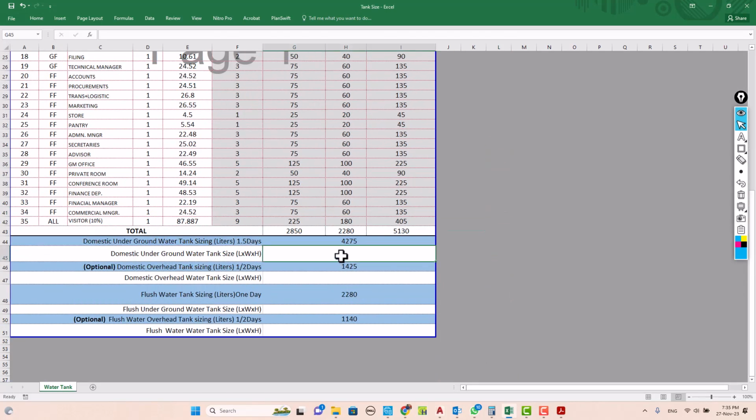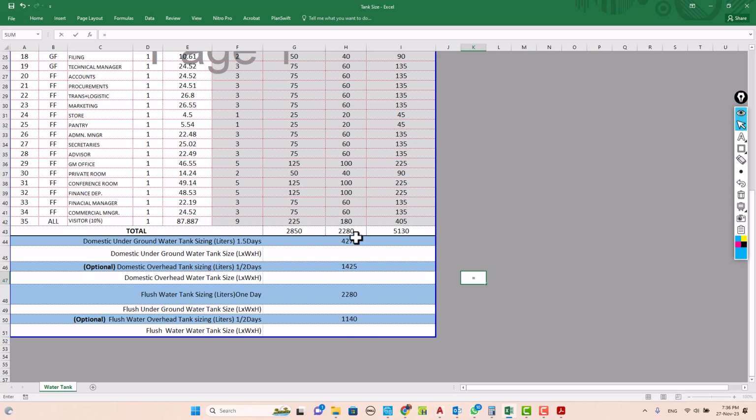See, this one it comes, if we have to calculate the domestic water tank size, then also we can calculate, okay. This much water, this much liter, we can calculate the length, width and height also, okay.